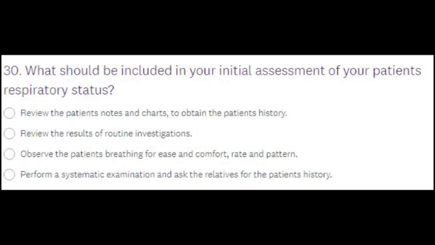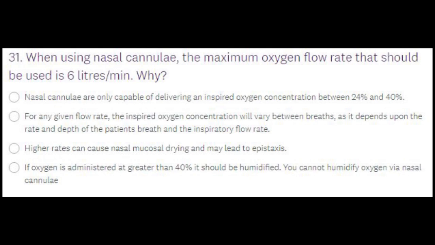Okay. Question number 31. When using nasal cannulae, the maximum oxygen flow rate that should be used is 6 liters per minute. Why? Option A, nasal cannulae are only capable of delivering an inspired oxygen concentration between 24% and 40%. Option B, for any given flow rate, the inspired oxygen concentration will vary between breaths, as it depends upon the rate and depth of the patient's breath and the inspiratory flow rate.